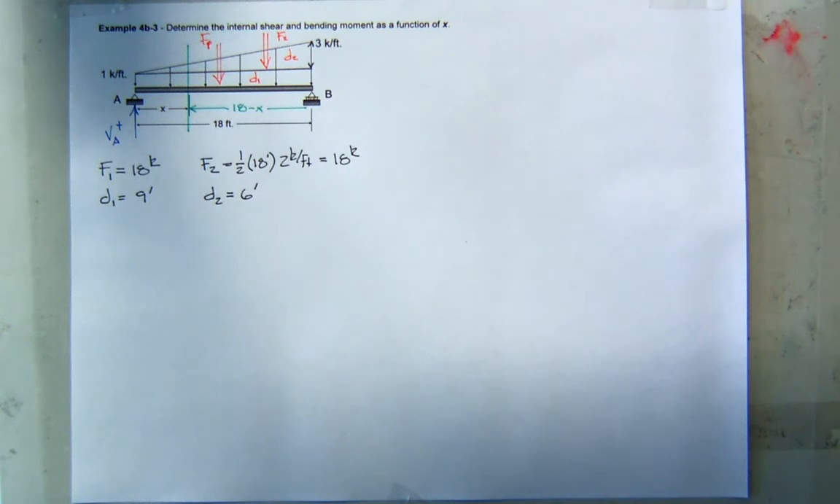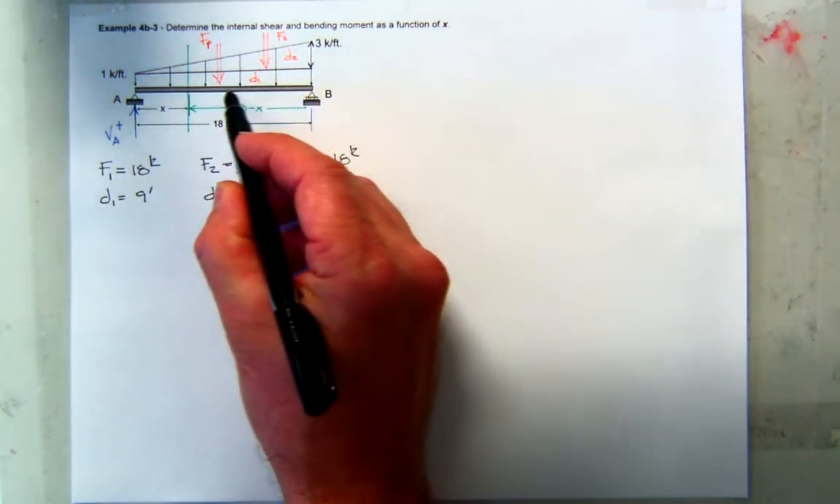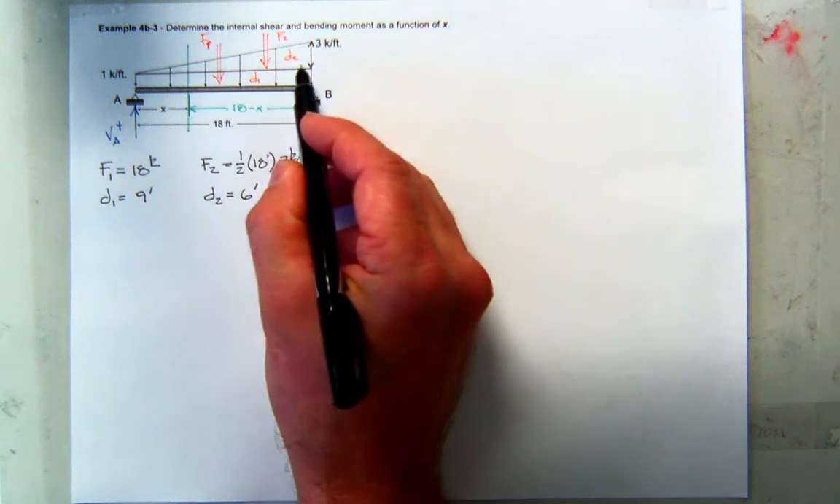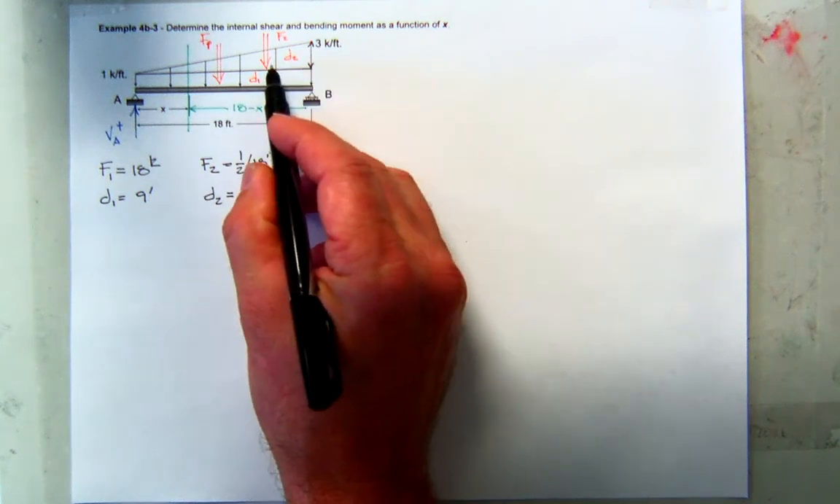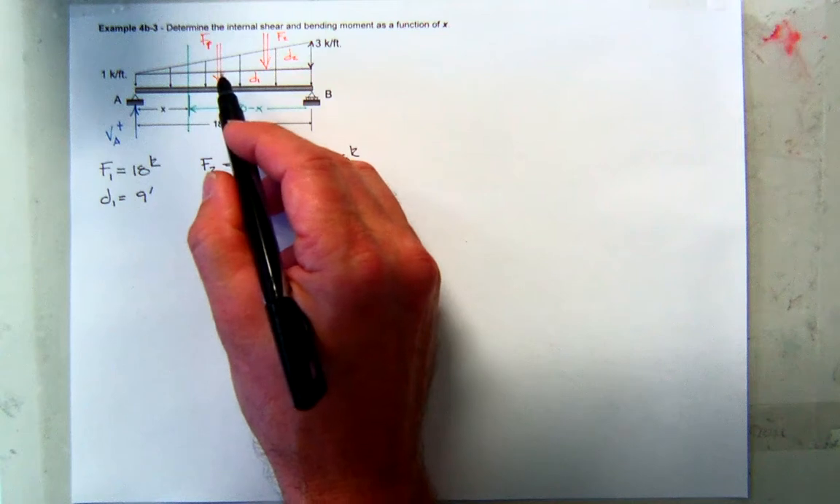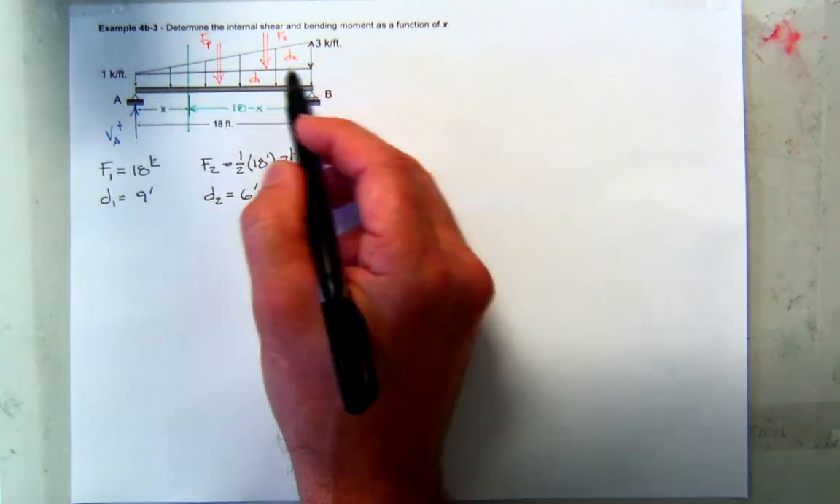D1, where's D1? D1 goes from B, see that's D1 right there. It's this distance right here. And then D2 would be this distance. And these are both the centroids, right? This is the centroid of the rectangle. This is the centroid of the triangle.